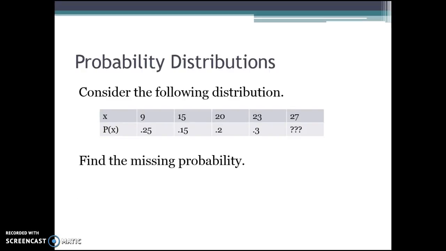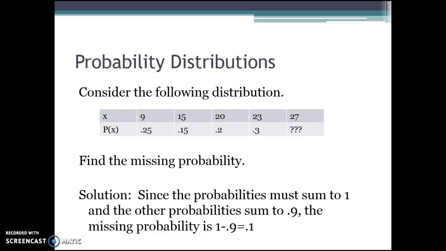Now, what if they gave you a distribution and said, we give you all the values of x and all of the p of x's except for 1. What would be the missing probability? Well, all you have to do, of course, is add up the rest of them, and those add up to 0.9. And then all of the probabilities have to sum to 1, so 0.1 is left over if you subtract 0.9 from 1. So the answer, the missing probability, is 0.1.